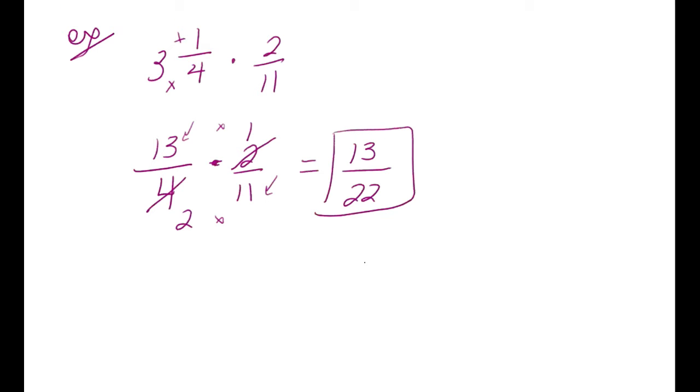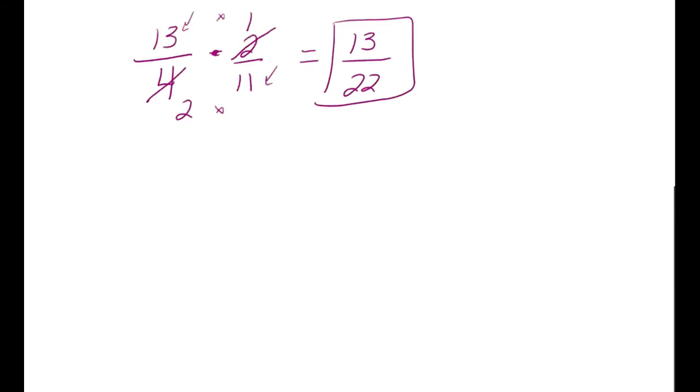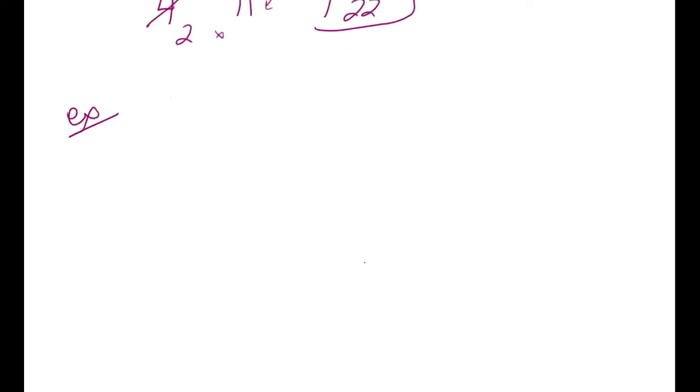Times 2/11. And now I'm going to look at my cross products. 13 and 11 don't have any commonalities, but 2 and 4 do. 2 divided by 2 is 1, and 4 divided by 2 is 2. And now I'm going to multiply straight across here. So I have 13 times 1, which is 13, and 2 times 11, which is 22. And that top number is prime, and we are not going to be able to reduce that anymore. So it's 13/22.